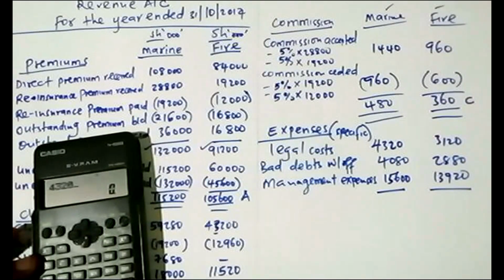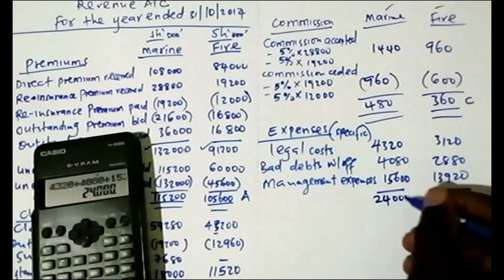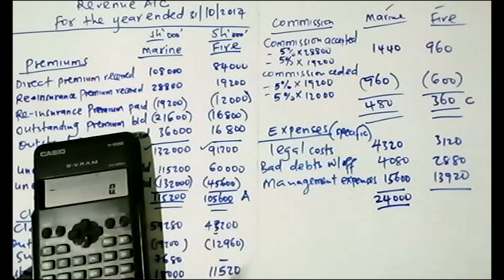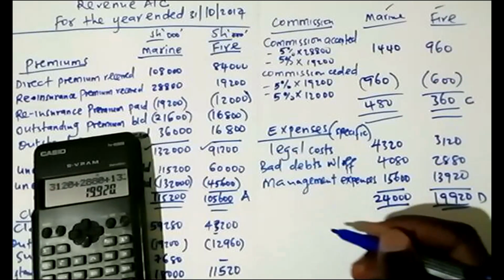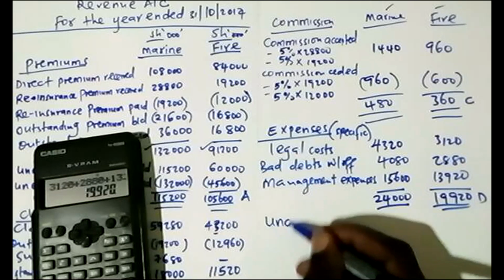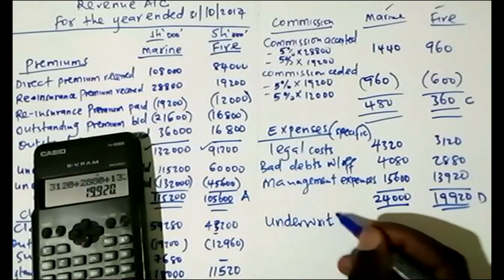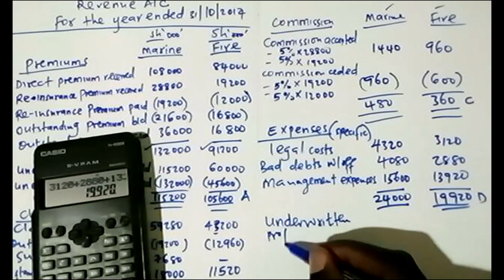So 4320 plus 4080 plus 15,600. This one gives me 24,000. Then we have 3120 plus 2880 plus 13,920. So this one gives me a total of 19,920. And that one marks to be D. So that we can be able to get underwritten profit or loss.